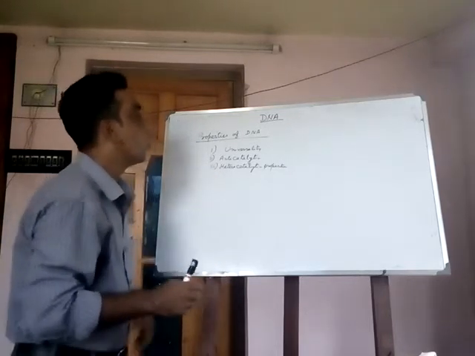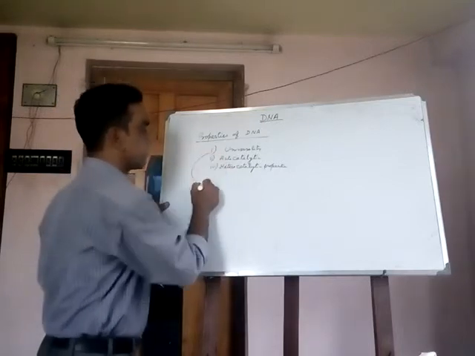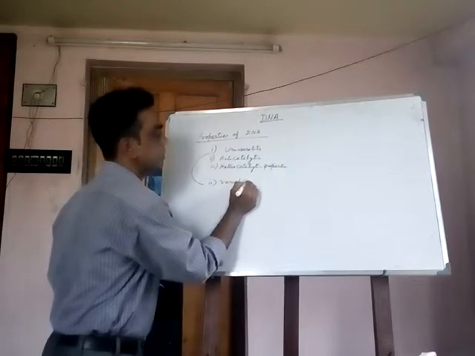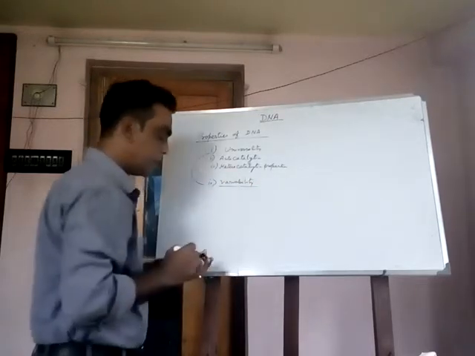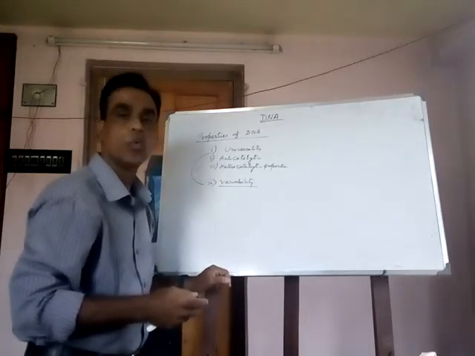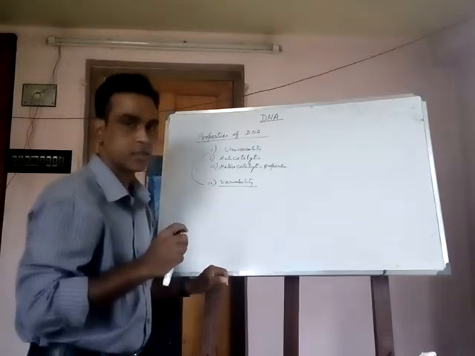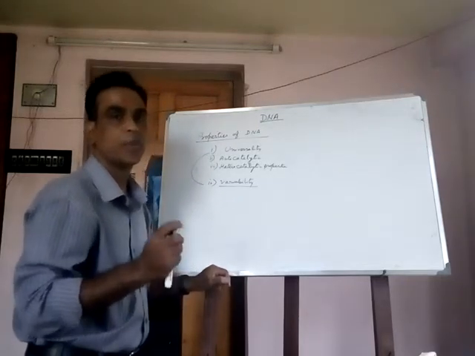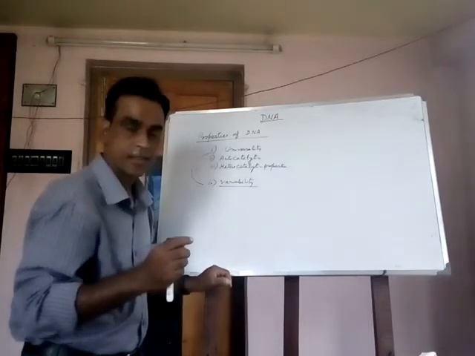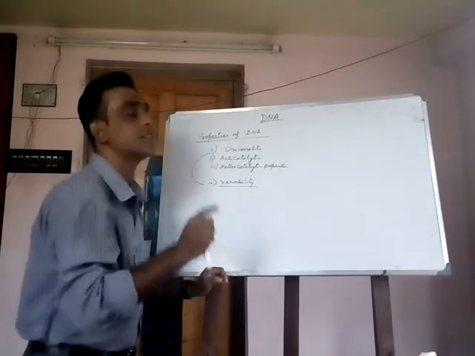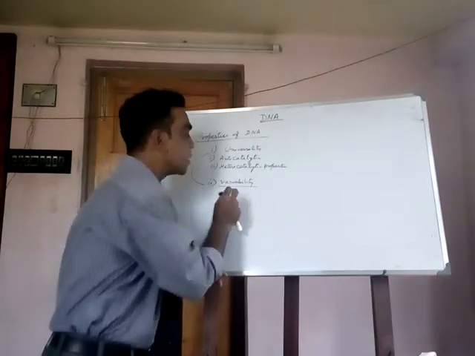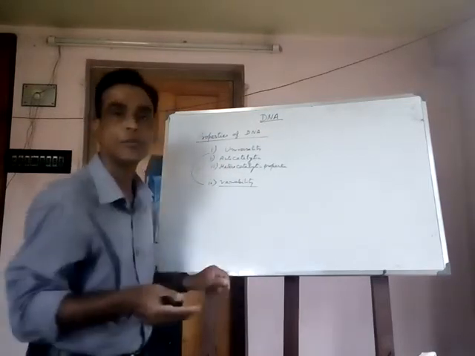Next is variability. All the living organisms show their own features, so variety is exposed in their features or characters. Those characters depend upon the structure of DNA. So DNA makes the variety or variability of the organisms.